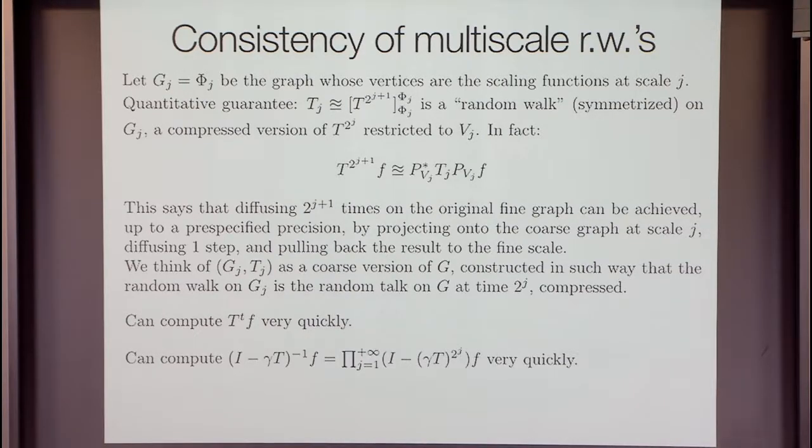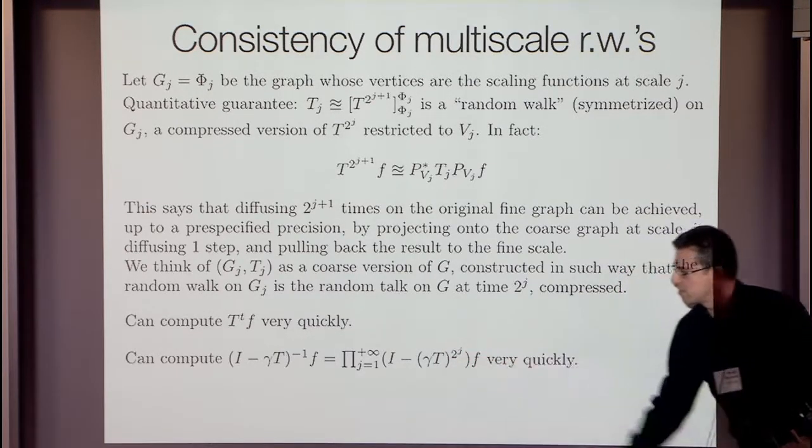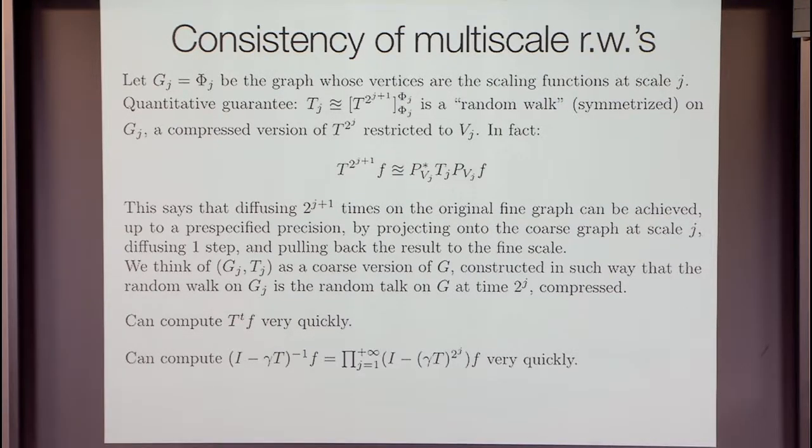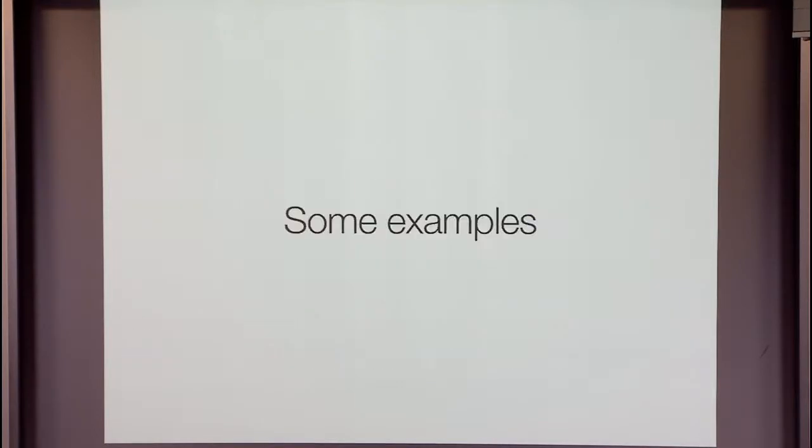All right. So once you have done this compression scheme, you can do several things. You can compute T to the t f very quickly for all values of t. You can even compute the inverse of a Laplacian, or a weighted version thereof, like (1 minus gamma T) inverse, by using this product formula that all involves binary powers of gamma T. These objects have all been compressed, and so you can compute that product, which of course is not really infinite, and you should always be working with f orthogonal to the kernel of that operator. You can apply it quickly. So let me show you some examples.